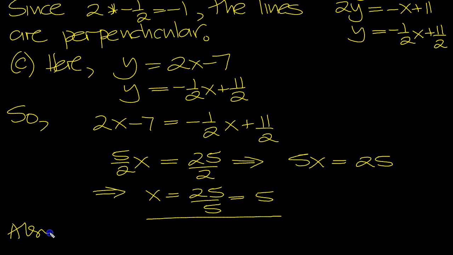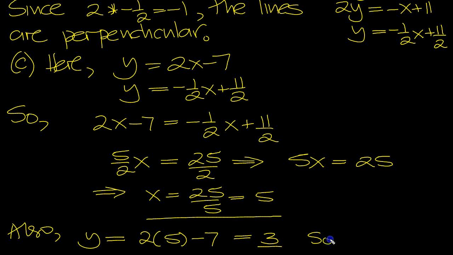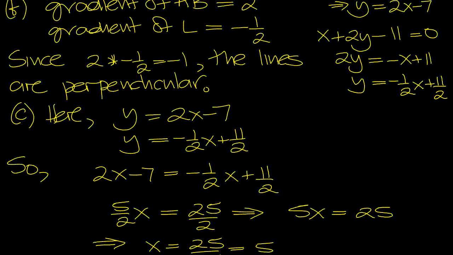Also, if we look at y, 2x minus 7, the x value is 5. 10 minus 7 is 3. So C has coordinates: the x value is 5, and the y value is 3. So that's part C done.